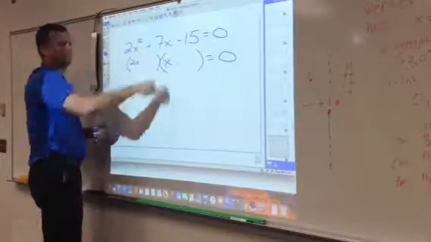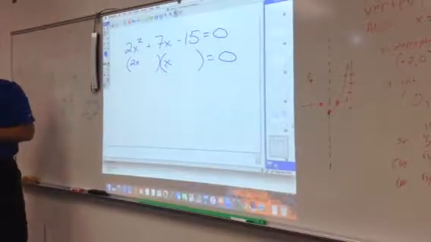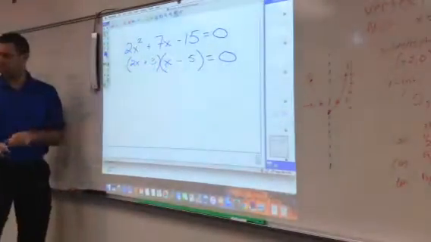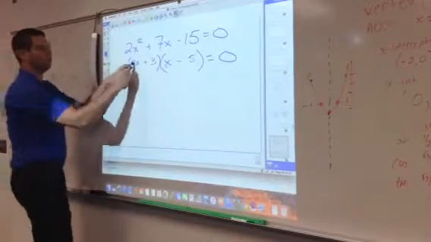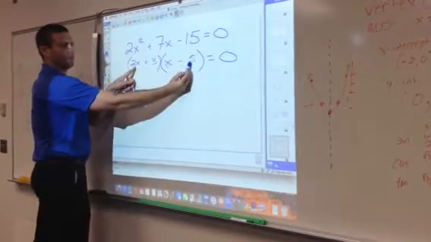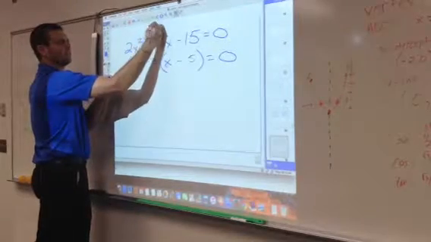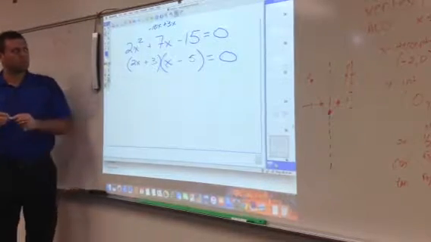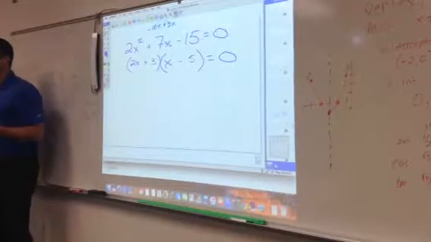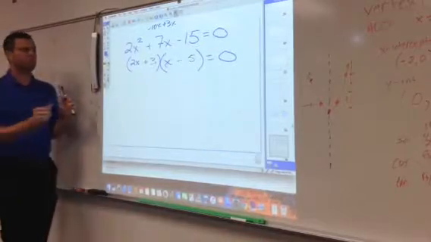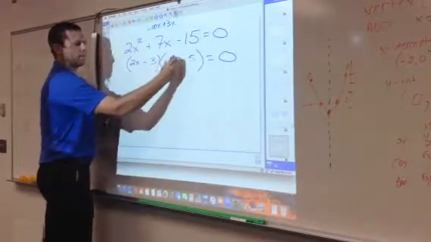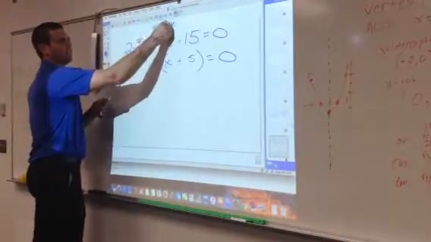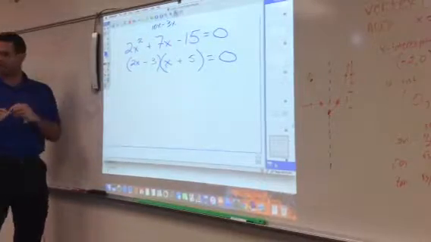I'm not going to use 1 and 15. How about 3 and 5? Let me try that one. So, 2x squared, that's good. Minus 10x plus 3x. The only problem is that's negative 7x. Well, that means you're really close. So make that a minus 3, make that a plus 5. Now you'll have it because it'll be a positive 10x and a negative 3x.